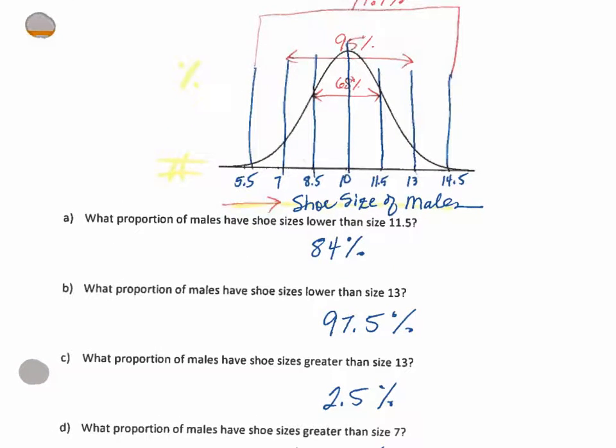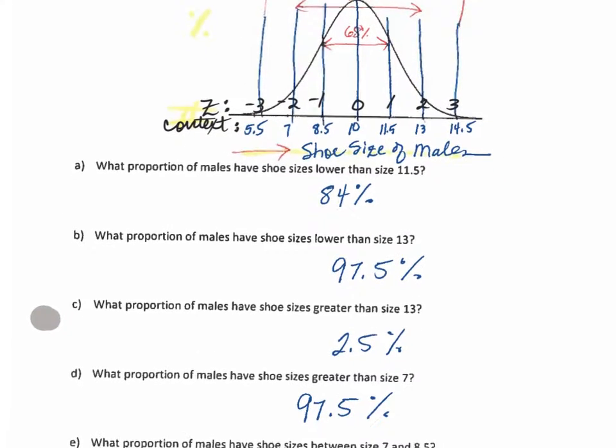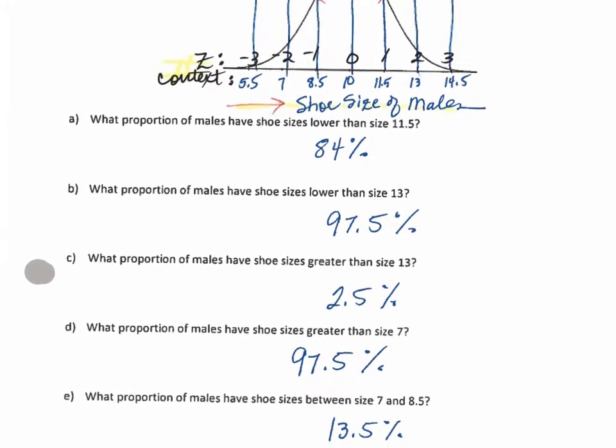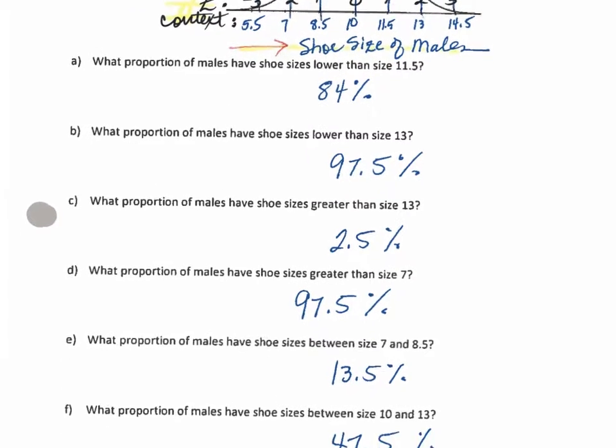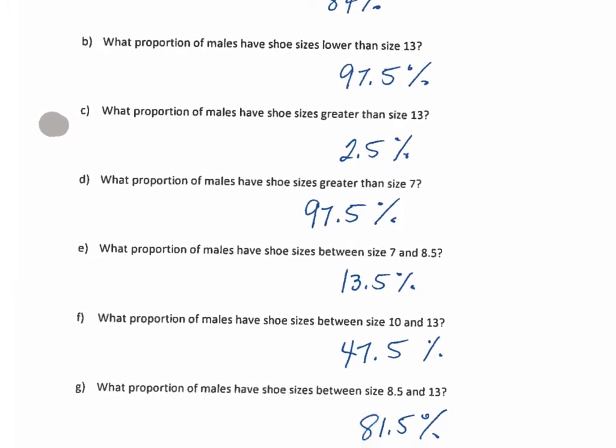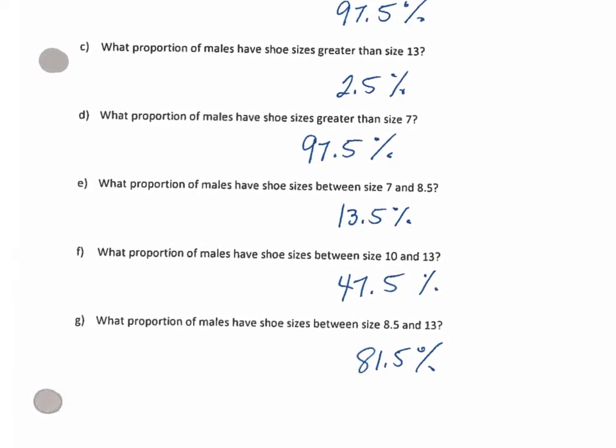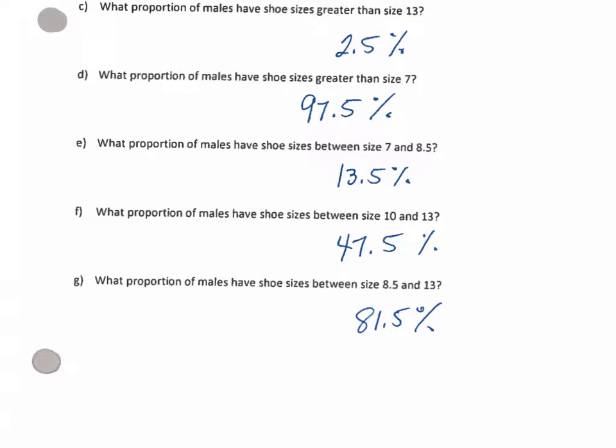All right, same thing here. We had the average shoe sizes. So we had the context values, which were the shoe sizes. And then I think I asked you to put in the z-scores. So that was your 0, 1, 2, 3, -1, -2, -3. Then you have your percentages. And so here, A is 84%, B is 97.5%, C is 2.5%, D is 97.5%, E is 13.5%, F is 47.5%, and G is 81.5%.